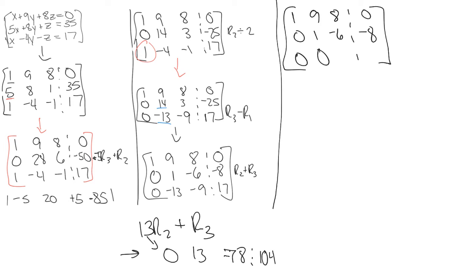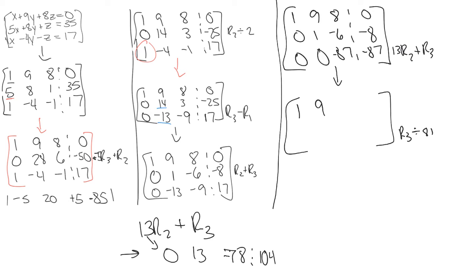What is that? -87. Looks like we're getting further from what we need, but we also get -87 there. So that's nice, because we can go ahead now and scale down that third row. So we're going to say row 3 divided by 87. Because then that's going to give us 0, 0, 1, and I guess we should say -87 divided by, that'll give us 1 and 1.